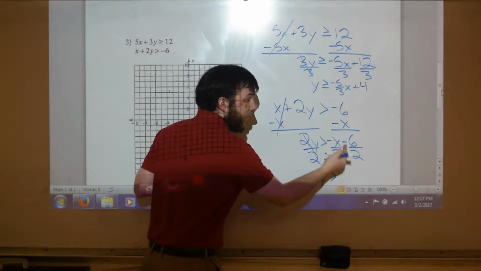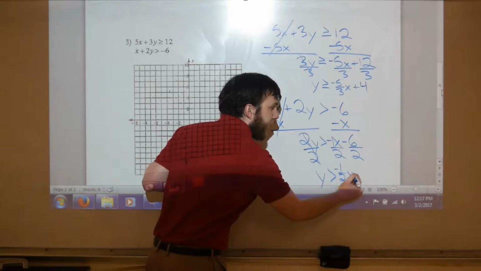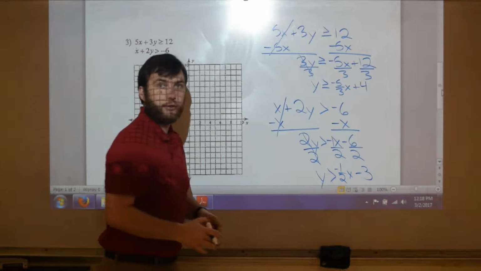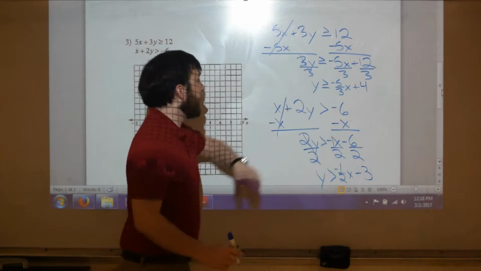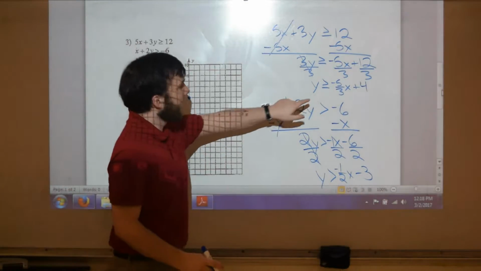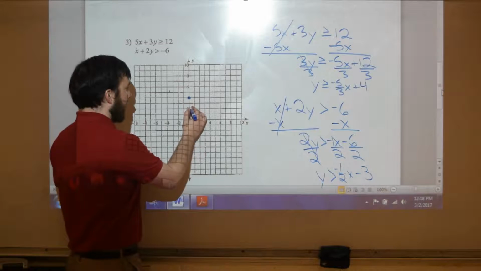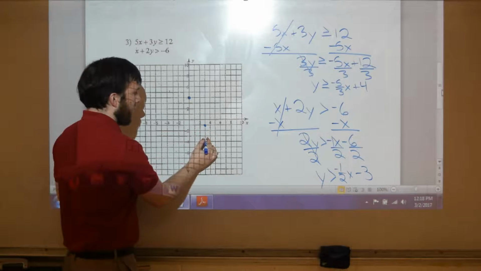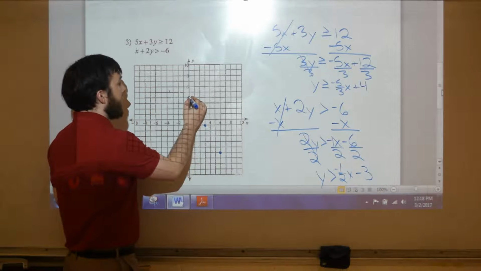If I don't have a number up here, I like to put a 1 there, so this slope is negative 1/2 x. And then 6 over 2 is 3. Alright, so this one has a y-intercept of 4. Then we're going to go down 5, right 3 for the slope. Or we could go up 5 and left 3.